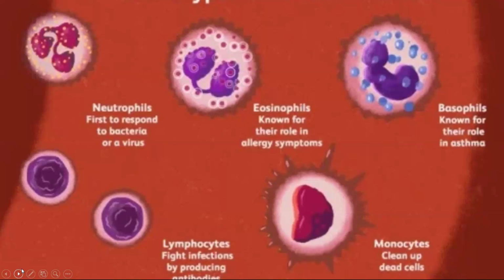They are also known for their role in allergy symptoms. Basophils have dark blue granules obscuring the nucleus, and they are also known for their role in asthma. Let's come to the lymphocytes. Lymphocytes have a simple nucleus with no granules, and they fight infections by producing antibodies. Monocytes have no granules and have a reniform nucleus. They help in cleaning up the dead cells. The next slide.